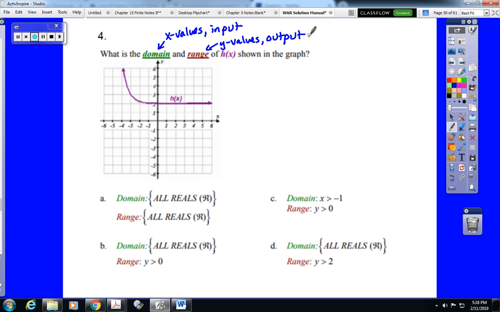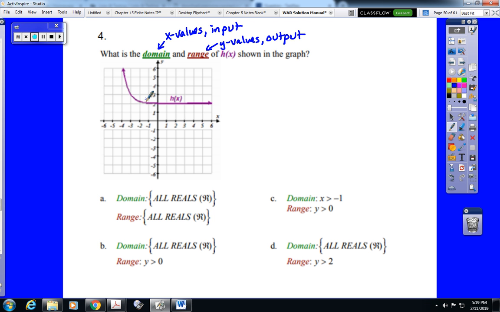So the way that we do domain is we move from left to right on the graph and we say, is there anywhere where this does not exist from left to right? The answer to that question is no. This graph exists everywhere for every x value. There's no x value we're not allowed to plug in.